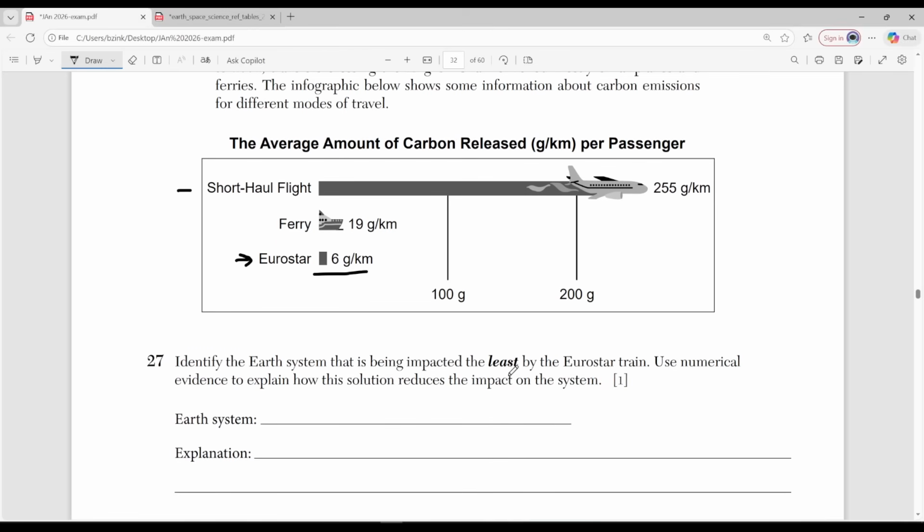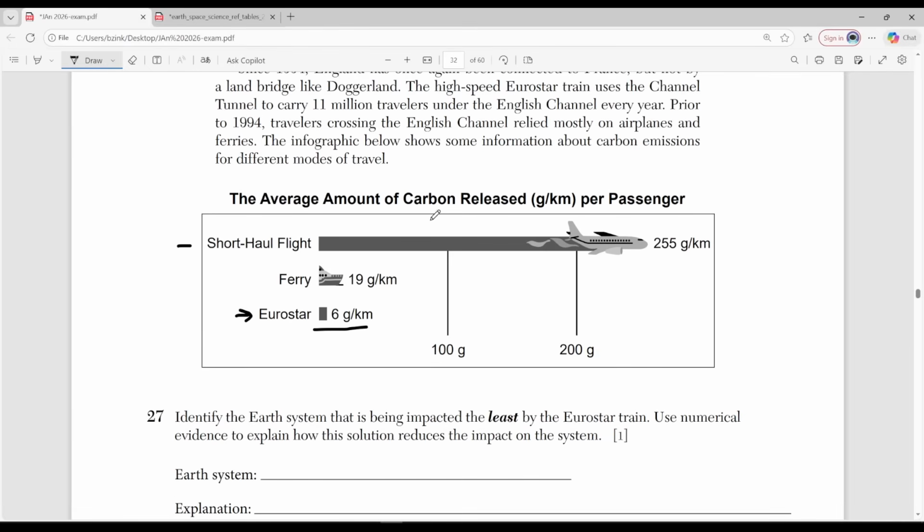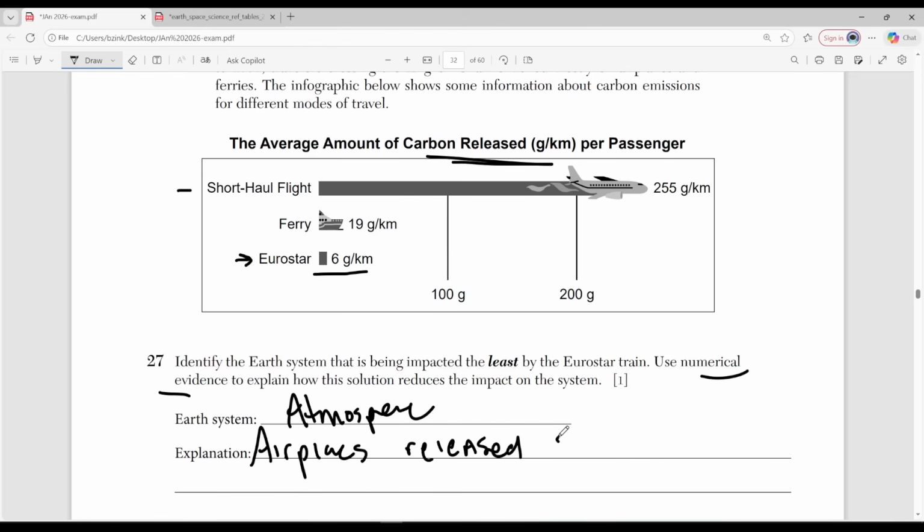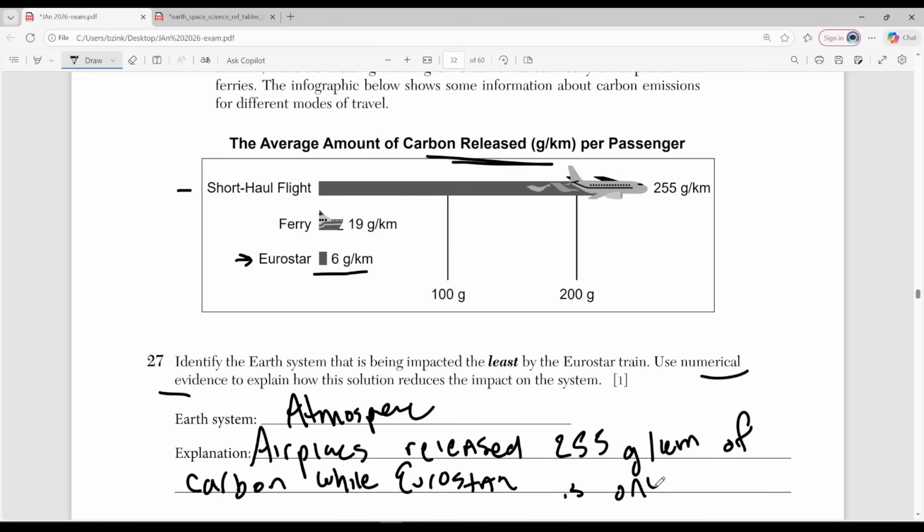Identify the Earth systems that being impacted the least by the Eurostar train. Okay, well, this is carbon release, so it's going to be the atmosphere. The atmosphere is the least. And then use numerical evidence, so we got to use numbers, how this solution reduces the impact. So we could say airplanes released 255 grams per kilometer of carbon, while Eurostar is only 6 grams per kilometer. Easy. That was a 2 out of 10 question.